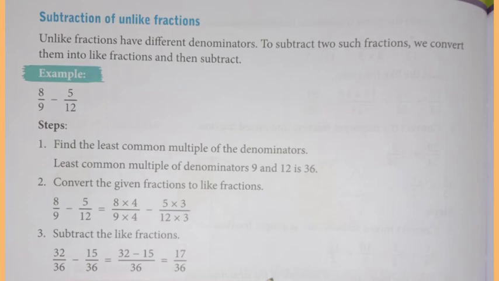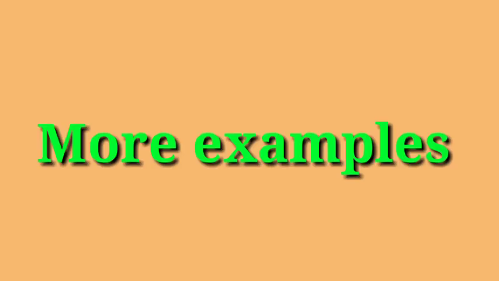Step 2, convert the given fractions to like fractions, that is 8 by 9 minus 5 by 12, which equals 8 into 4 by 9 into 4 minus 5 into 3 by 12 into 3. Step 3, subtract the like fractions, that is 32 by 36 minus 15 by 36, which equals 32 minus 15 by 36, which equals 17 by 36.